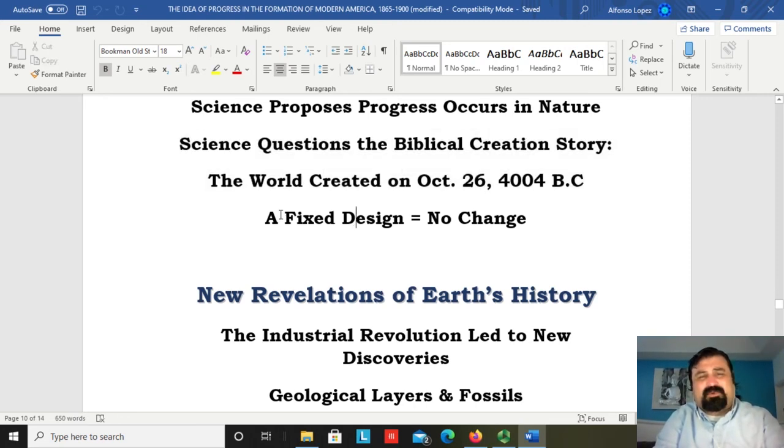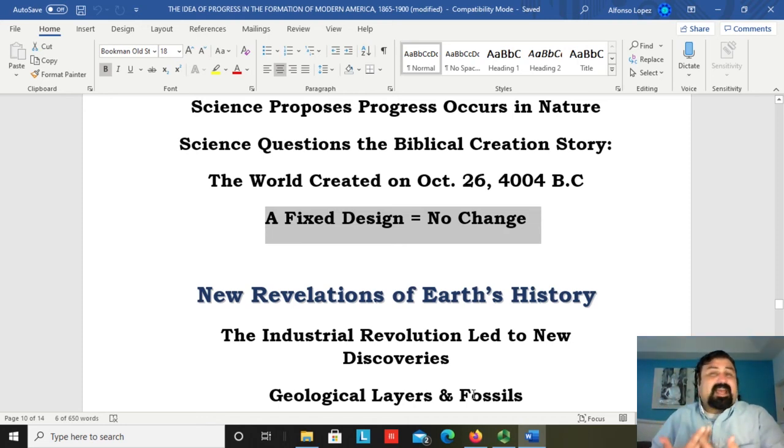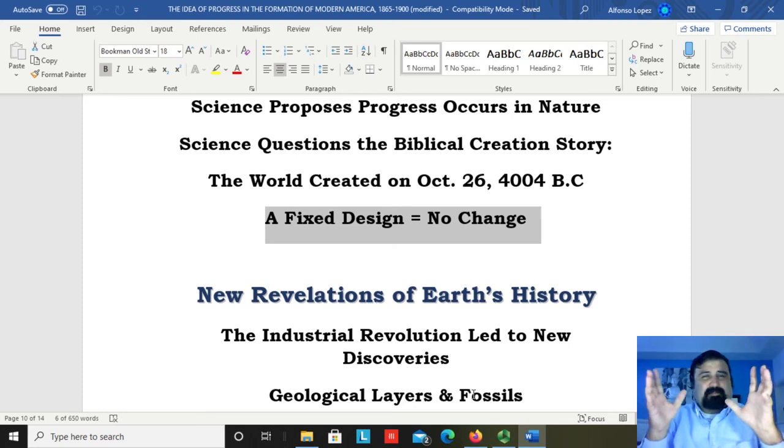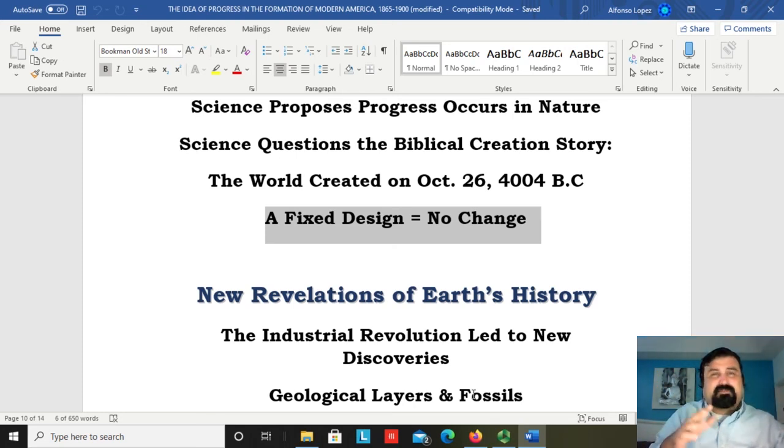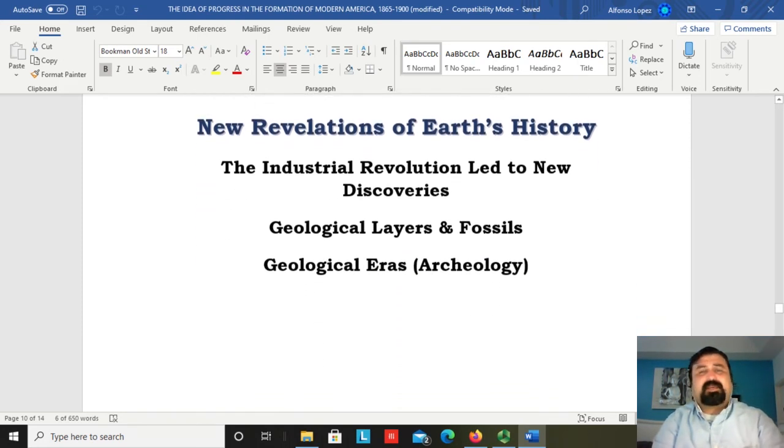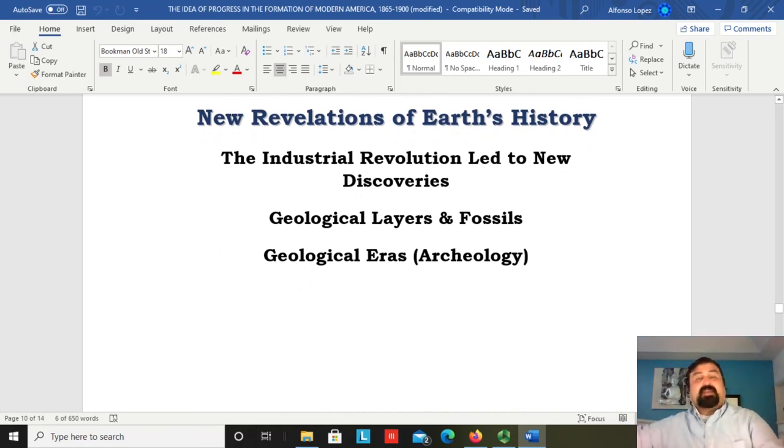So we're talking about a fixed design. Everything that is alive, everything that has life, is a fixed design that is perfect, and it has not suffered change over time in those 6,000 years or so of history. No change. Those assumptions are going to be questioned by Charles Darwin and the people that followed Darwin. Darwin is, again, the father of the theory of evolution.